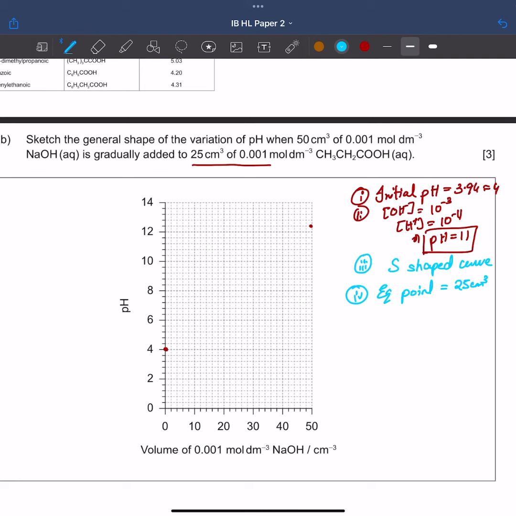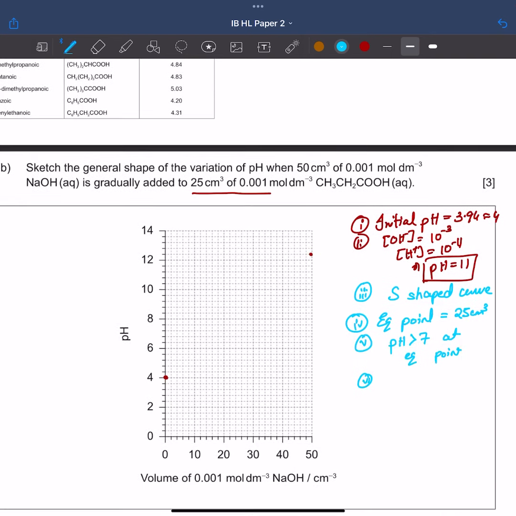What's the pH at equivalence? It is the salt which is formed. It is a salt of weak acid and strong base. So pH will be greater than 7 at this equivalence point from salt hydrolysis. Another thing is at half equivalence point, the pH is equal to pKa. So the pKa is how much? 4.87 or approximately 5. So we can say at 12.5 centimeter cube, which is the half equivalence point, pH will be equal to 5.